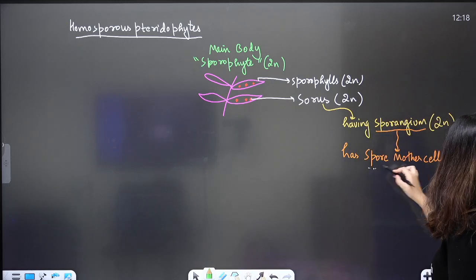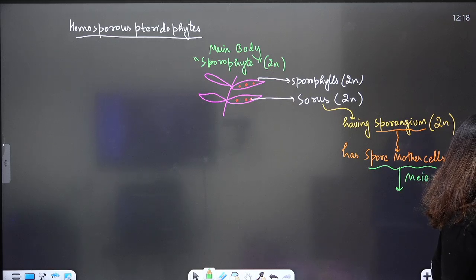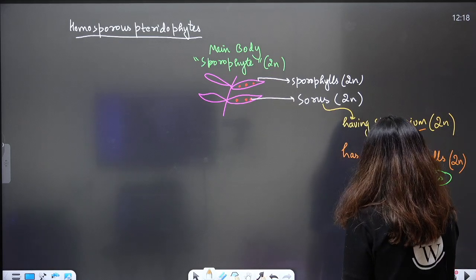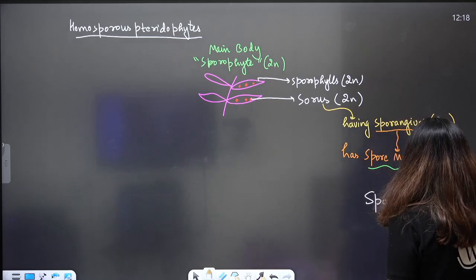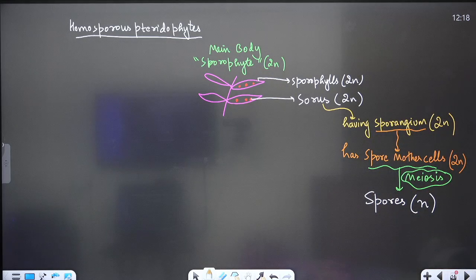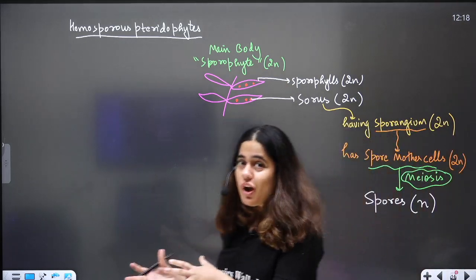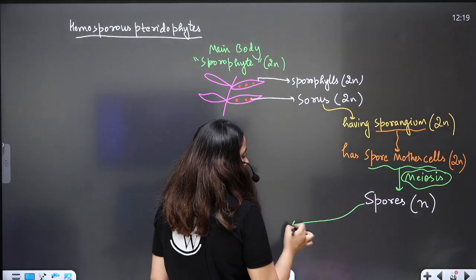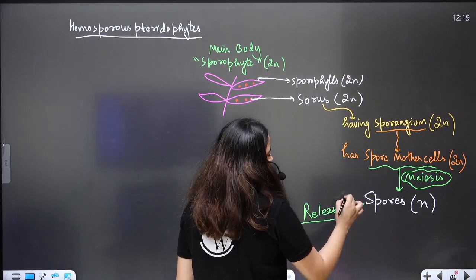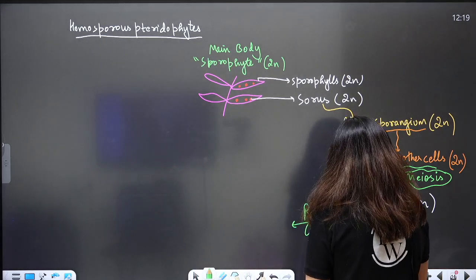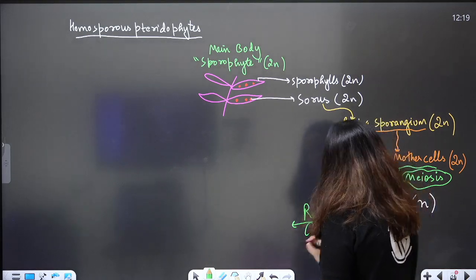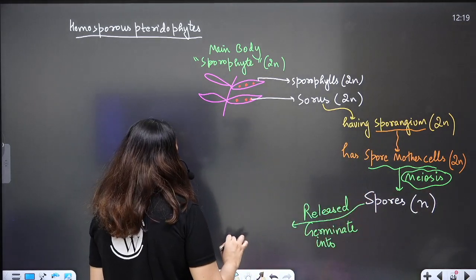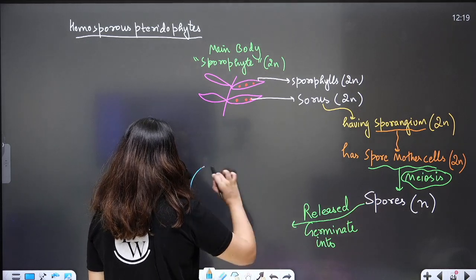Spore mother cells, beta, undergo meiosis. Remember, meiosis occurs in the spore mother cells in pteridophytes, and they produce spores. Spores are haploid because meiosis reduces the chromosome number to half. It makes the condition from diploid to haploid. Now spores are formed, beta. They are released from the parent body and germinate into a structure known as gametophyte.